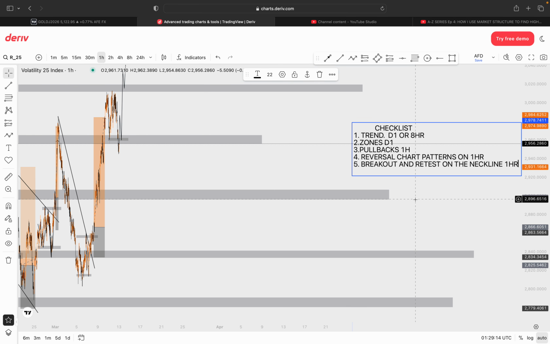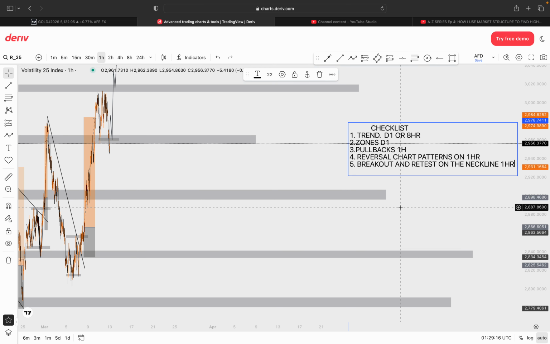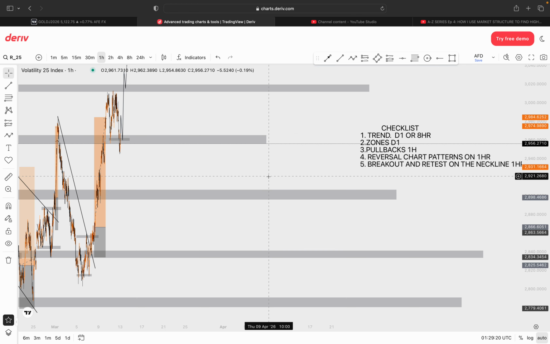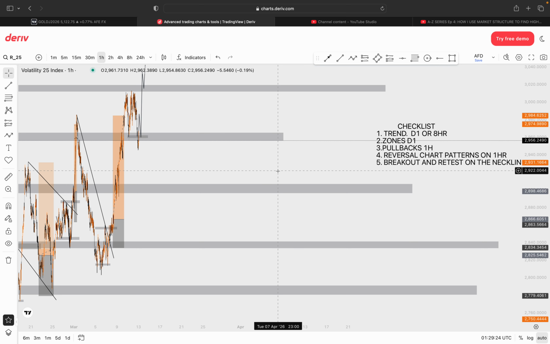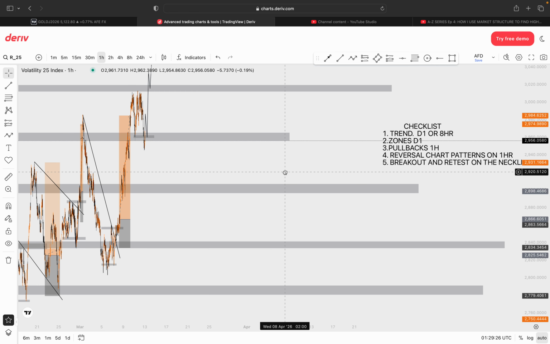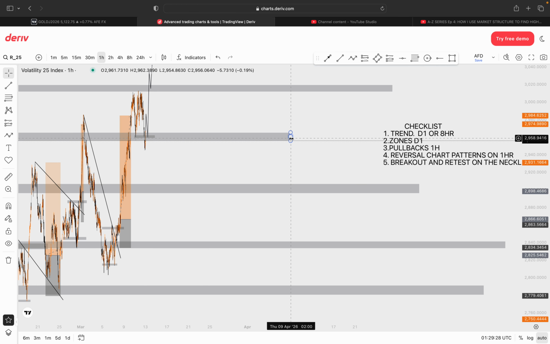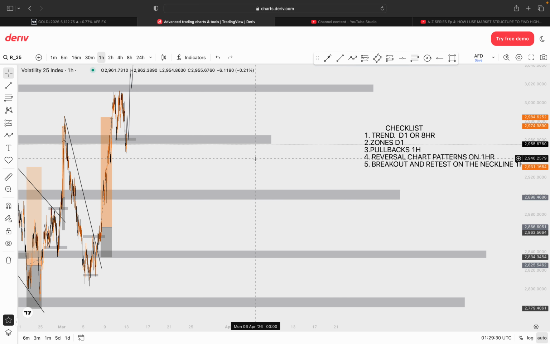Please, you can screenshot this, write it out somewhere, and then make use of it, right? If you can stick to this consistently, I bet you will improve your trading. Trading is not supposed to be hard, right? We try to complicate a lot of stuff. So I believe with all this, you can actually make use of this, right?